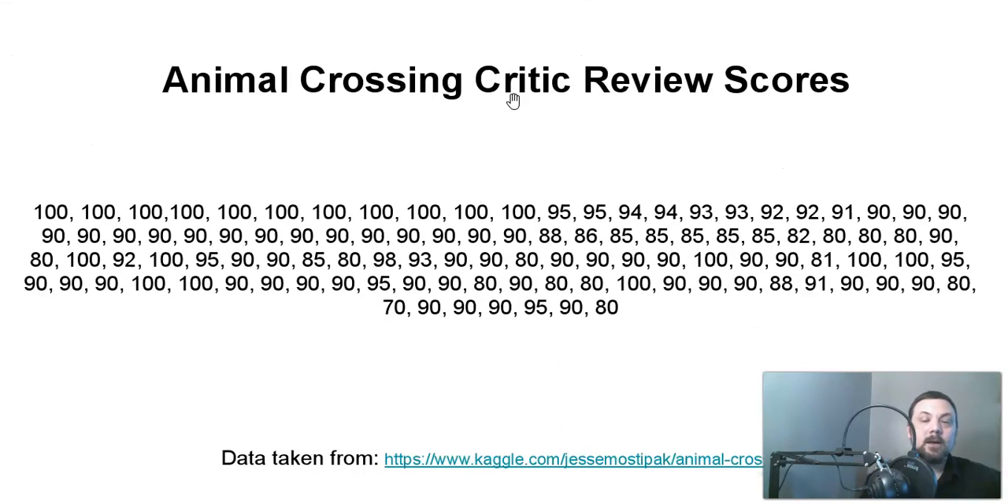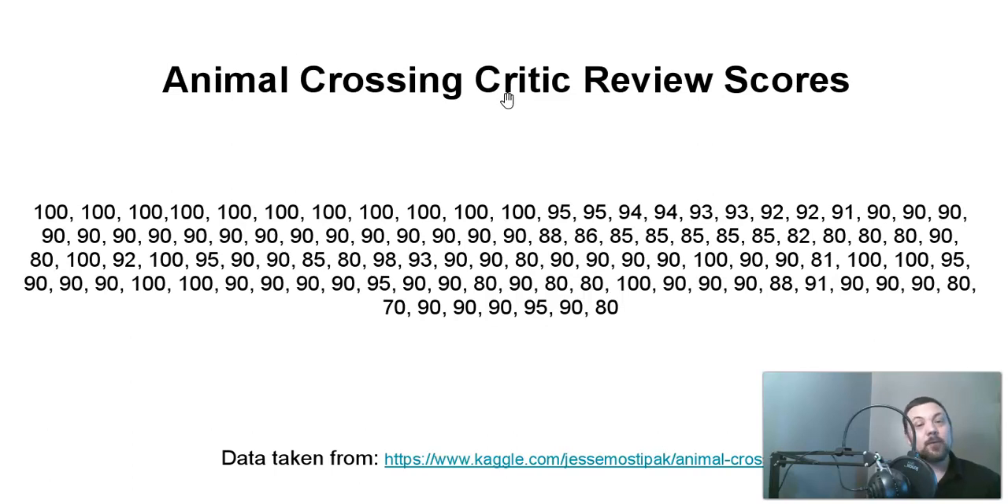So I want to revisit the data set that we used in the video for section 2.1, which was this data set that you see here on the screen right now. These are the critic review scores for the game Animal Crossing. There's 107 of them. It may not encapsulate all professional critics, but it's 107 of those professional critics. So we have this sample of data here.